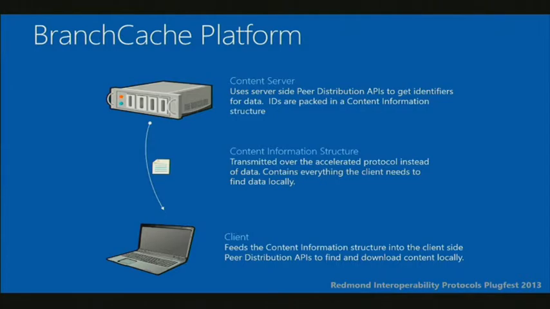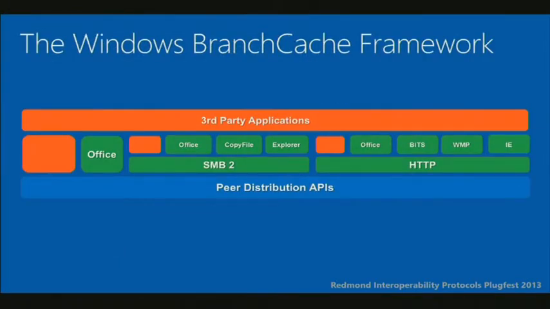So to look at the architecture within Windows, we have the platform at the bottom. We've got HTTP and the SMB stacks within Windows already have this capability built in on the Enterprise Edition. So the platform itself is available on Pro and higher. The protocol integration for HTTP and SMB are available on Enterprise and higher. But anything can build on top of the APIs directly.